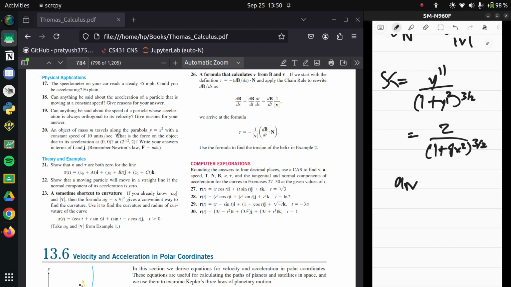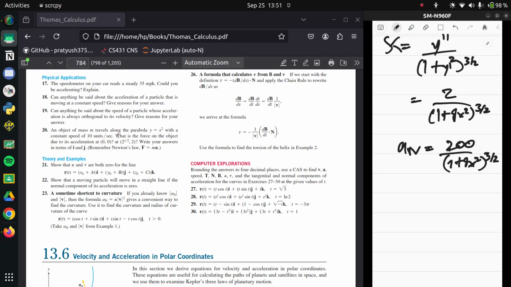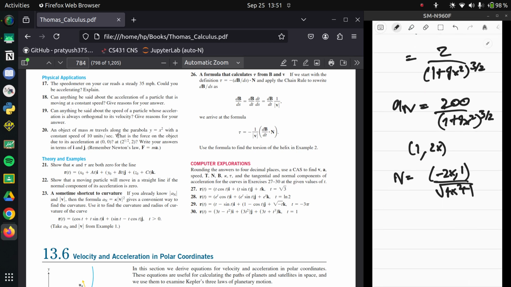So the normal expression is v squared times that. The v, you know, it's just 10, so it's 200 upon that power. But what's the normal vector? Your tangential vector is along this direction, just like for every unit x increase, you have a y dash increase, and y dash happens to be 2x. So you can forget all that. You can just say the normal vector is collinear to minus 2x comma 1, upon the square root of 4x squared plus 1. That makes sense. So it would be a_n times n. That's the thing, I suppose.